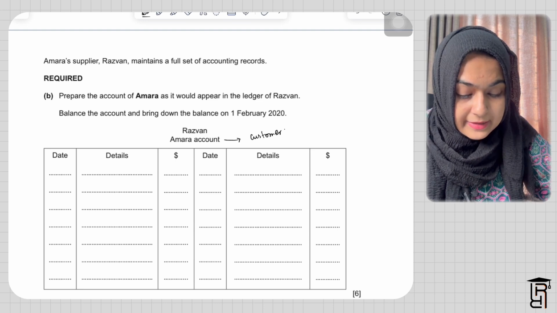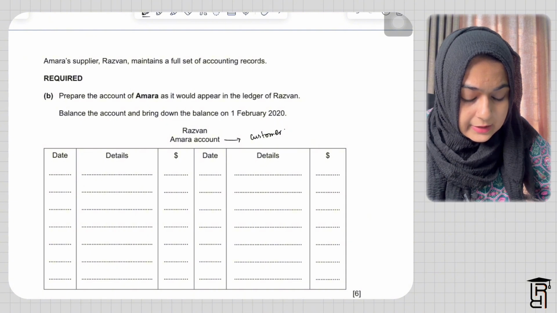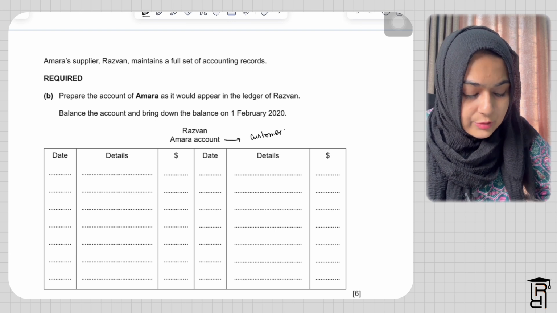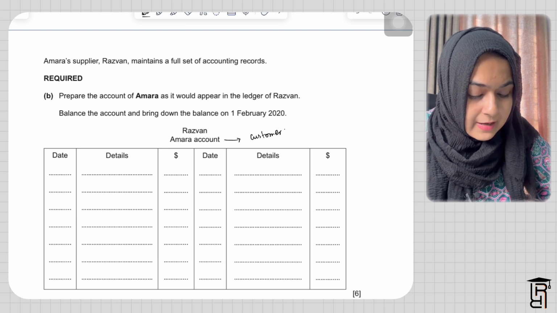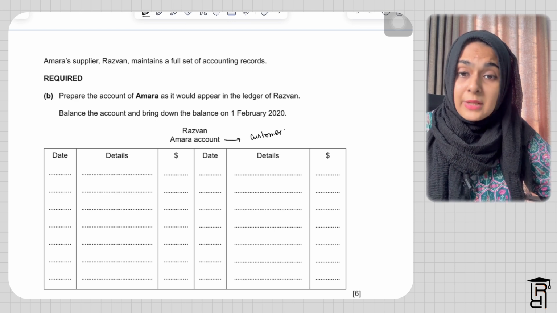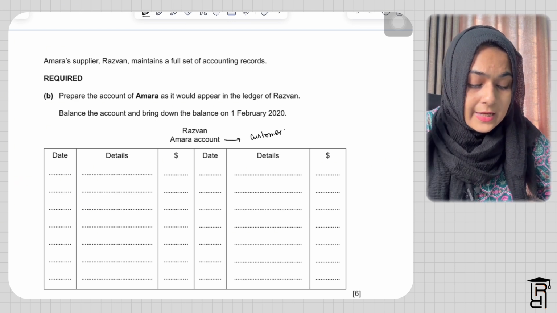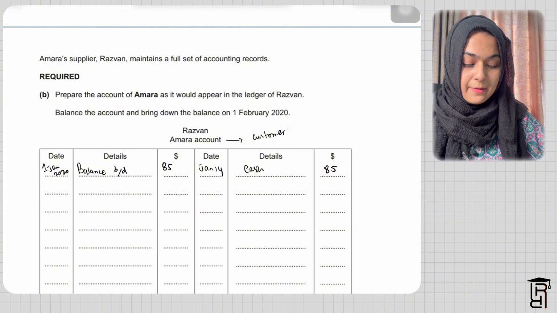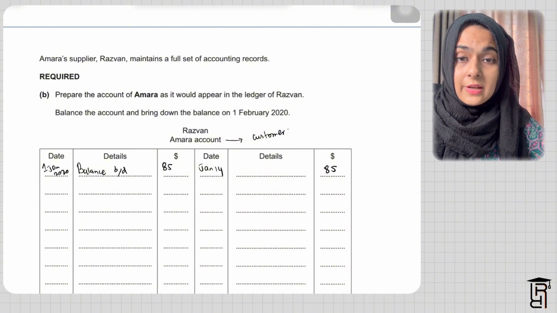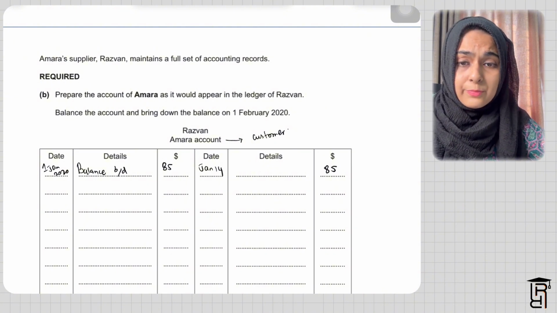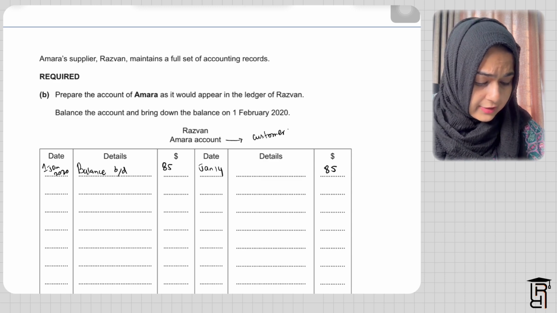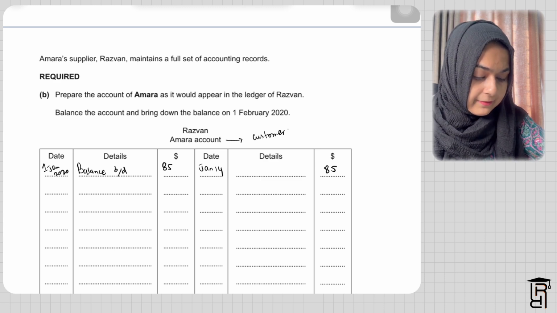And then Amara is paying Razvan through petty cash. So Razvan is also receiving cash in this case. What they're saying here is that she paid Razvan the amount outstanding on his account on 14th January. So you need to record this on the credit side. Razvan is going to be receiving money in this case, so Razvan's cash balance will increase. When Amara is paying Razvan on January 14, she is basically using the petty cash to pay him. So I'll write here petty cash and I'll write here 85.